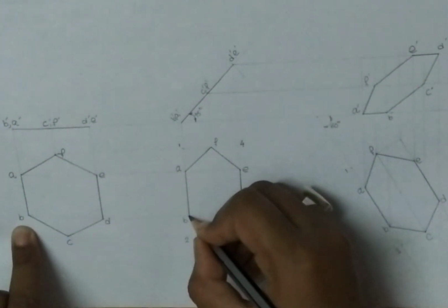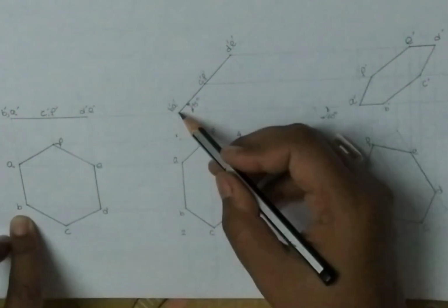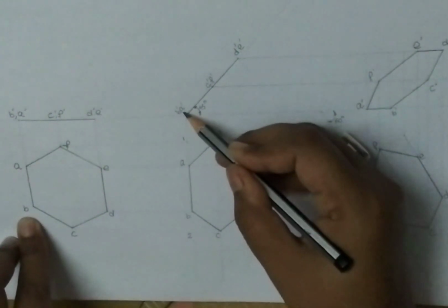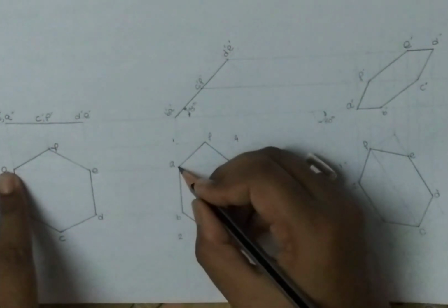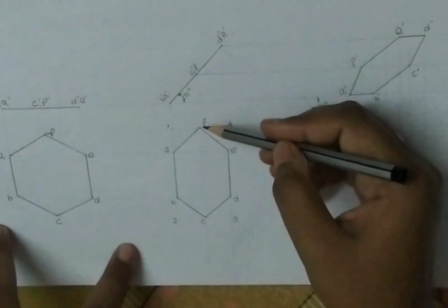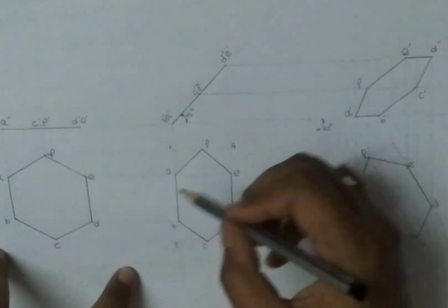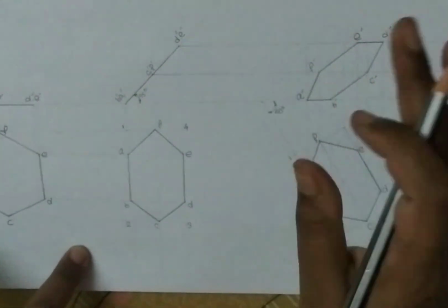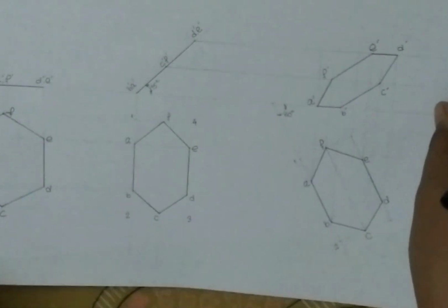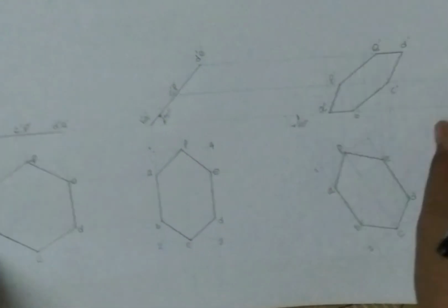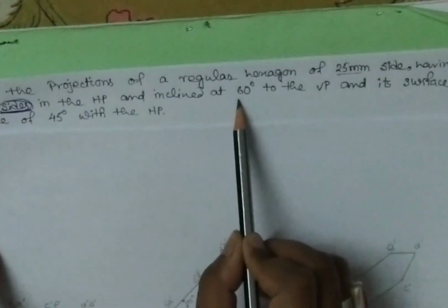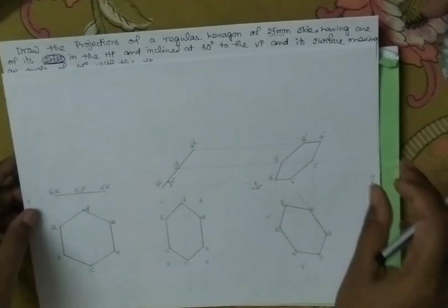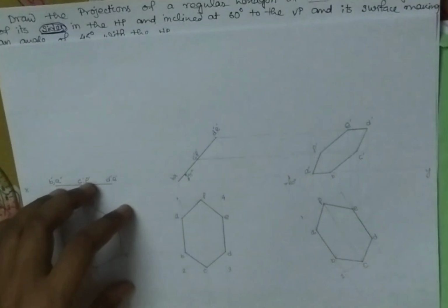So this intersection point will be B, and this vertical line coming from A dash and this horizontal line coming from A, this intersection point will be A. In this way you will get F, E, D, C, all the points. Just join those points, you will get the projection of the hexagon for this condition. Now in question it is given that it is inclined 60 degree to VP. So what you will do, just make this 60 degree line.